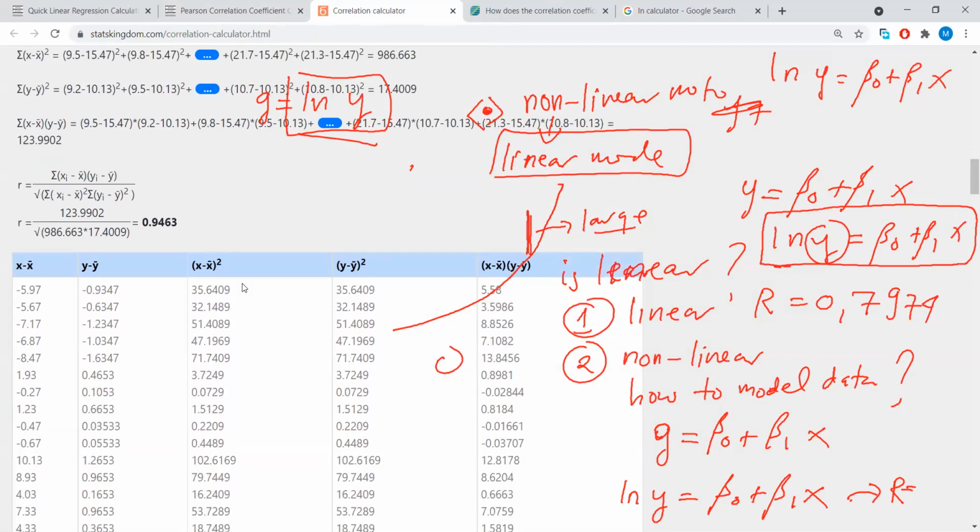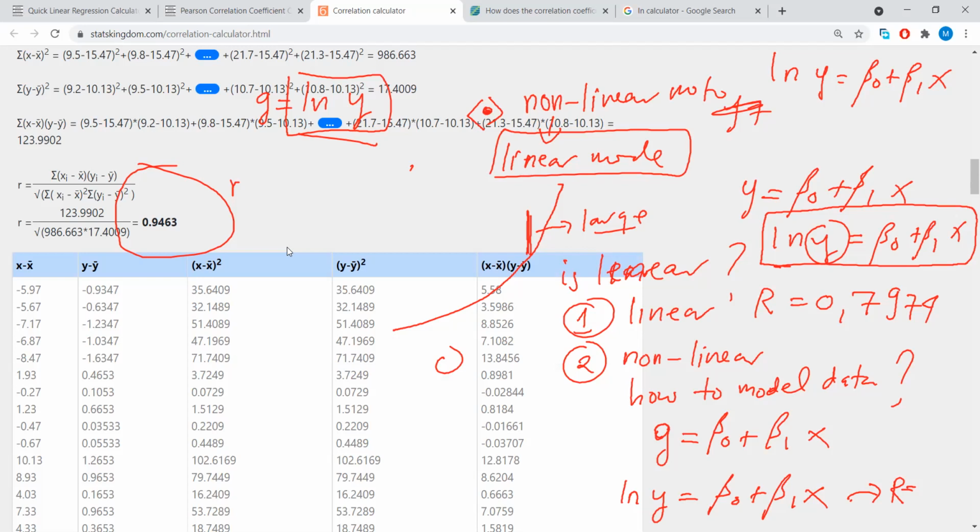Okay, everybody, please refer to this one. Actually we have a new correlation coefficient, right? That is higher than the previous one. So what can we learn from this? What is the lesson learned from this?